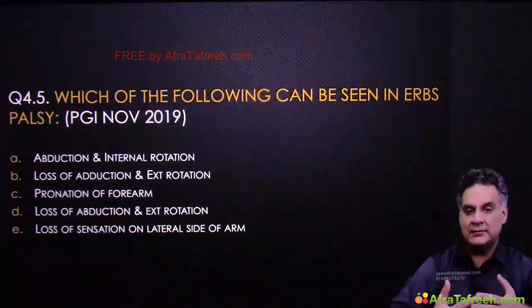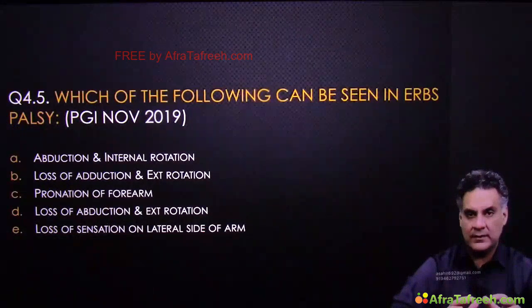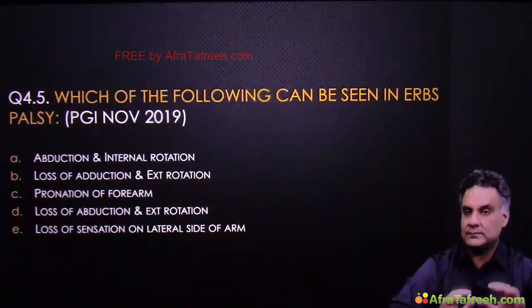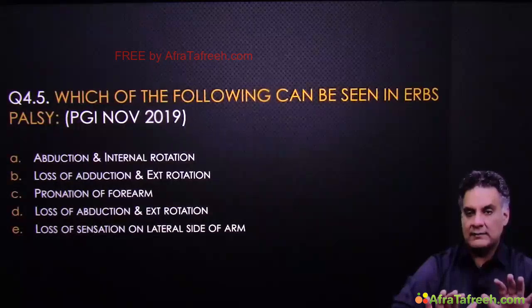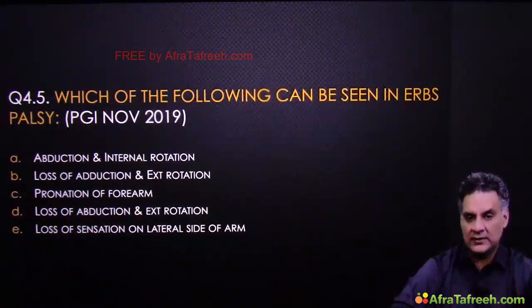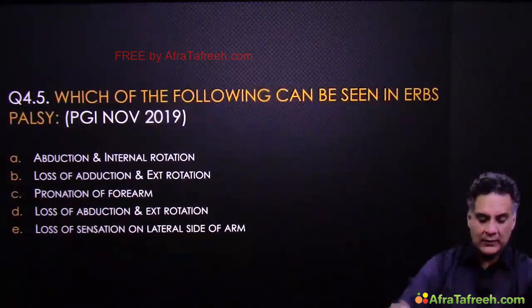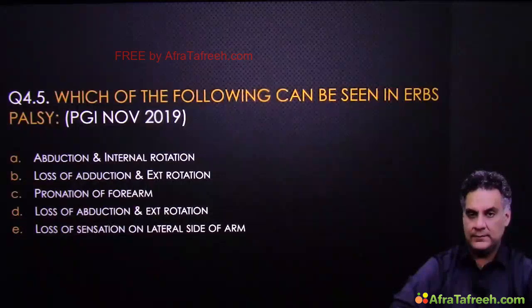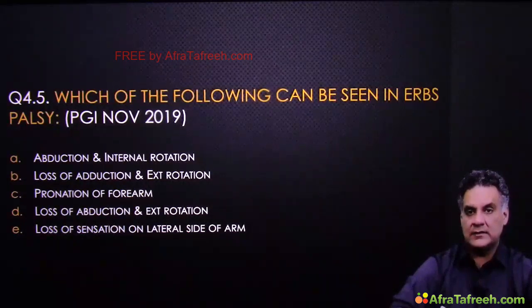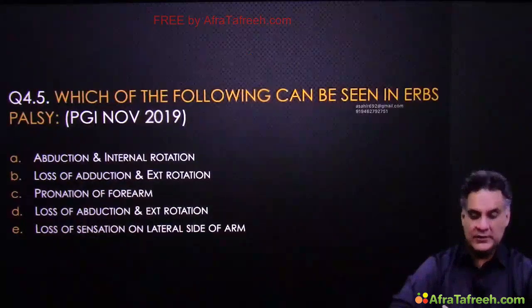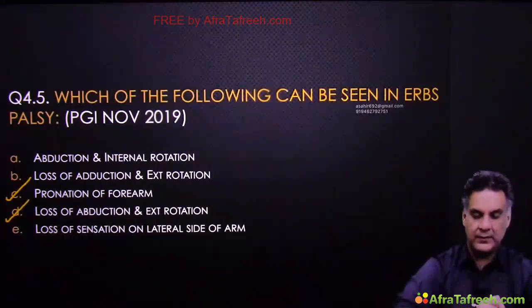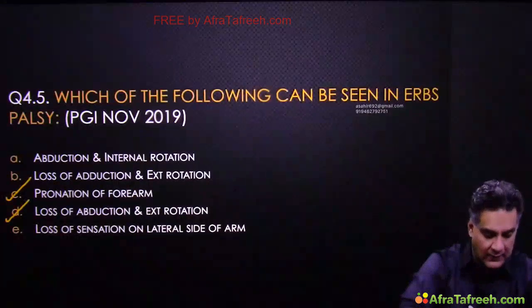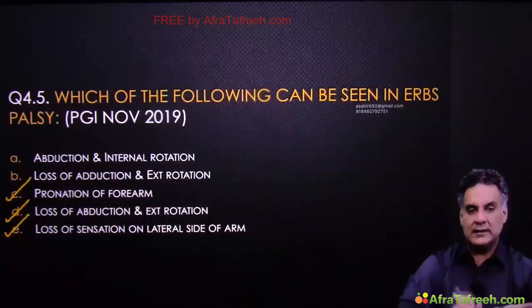Which of the following can be seen in nerve palsy? Now this is a PGI question, so multiple answers can be correct. So Faber's is lost in nerve palsy. So what movements are lost? Abduction is lost. Externalization is lost. So which of the following can be seen? Abduction can't be seen. Externalization can't be seen. Pronation of forearm, seen. Loss of abduction rotation, seen. Loss of sensation on lateral side of arm, seen. So these are seen in palsy.